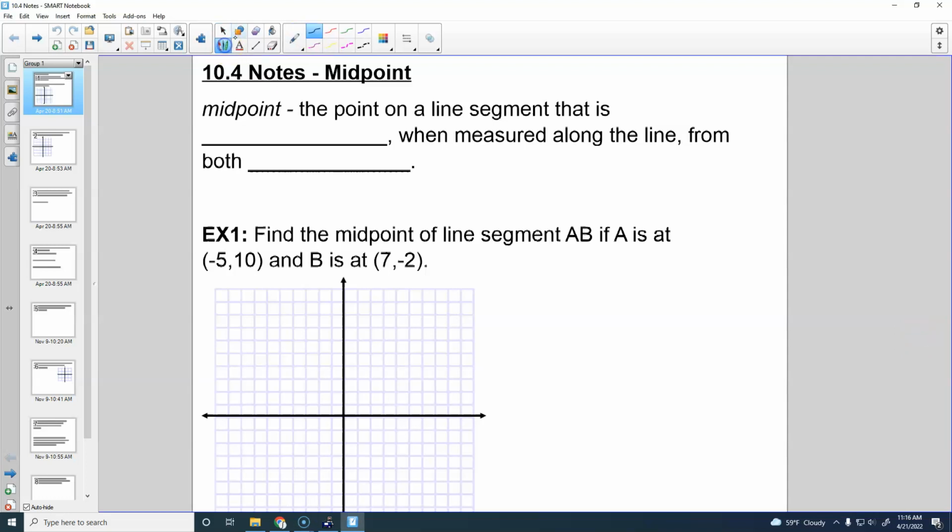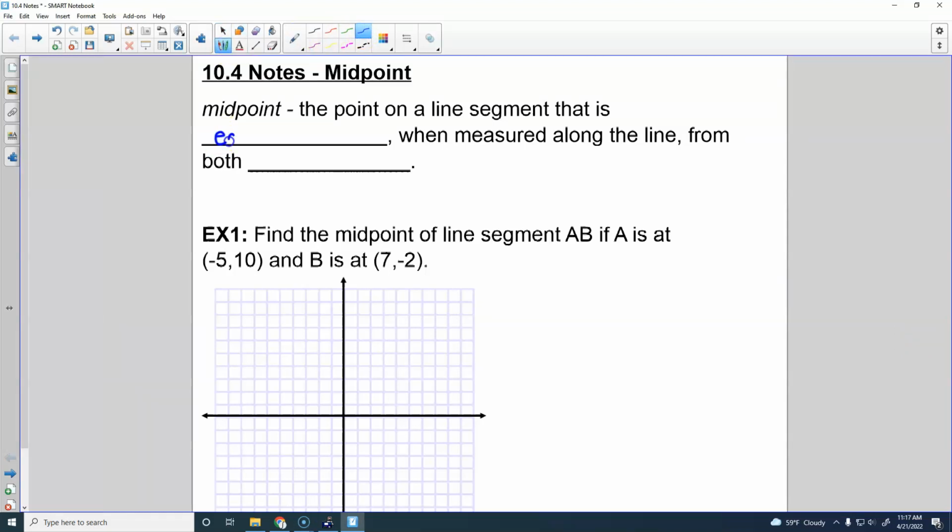That is, we're going to use a fancy word here, equidistant. Means equal distances from when measured along the line from both endpoints.